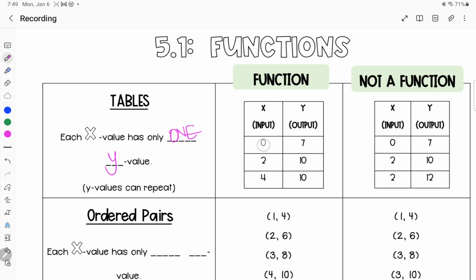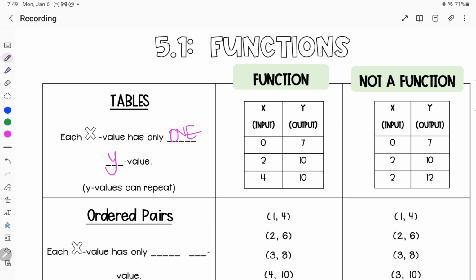This tells me that every time I put 0 in, a 7 comes out. Every time I put 2 in, a 10 comes out. Every time I put 4 in, a 10 comes out. So it's okay because if you went to a vending machine and pushed the number 2, it's telling you 10 would come out every single time. You could also push 4 and get 10 out every single time. All that means is that maybe that was a popular item and that's why it needed 2 spots in the vending machine instead of just 1.